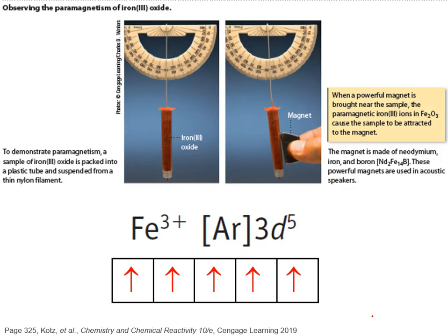We can explain that. If we look at Fe3+, I just showed you that you lose the 4s electrons and you lose one of the d's, and then now you have a 3d5, so you have all 5 unpaired electrons. This explains why Fe3+ is paramagnetic, because it has unpaired electrons.